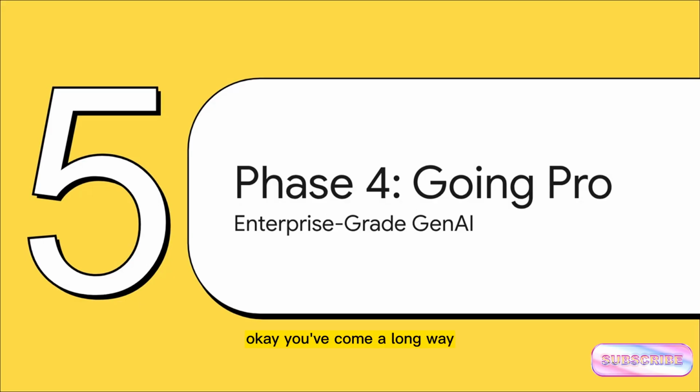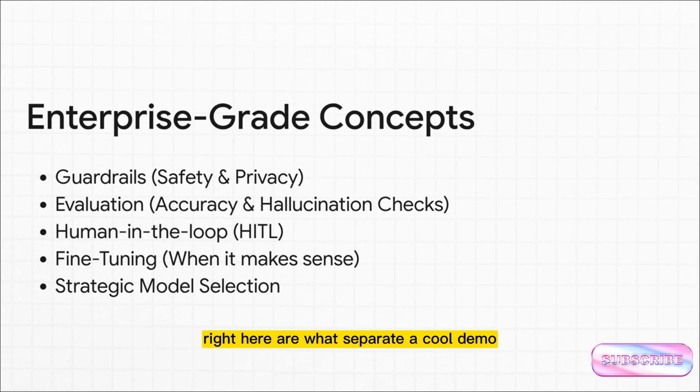Okay, you've come a long way. You've got prompts, you've got RAG, you've got agents. Now it's time for Phase 4, Going Pro. This is all about taking those cool projects and learning how to build them into reliable, professional, enterprise-grade applications. And these concepts right here are what separate a cool demo from a real product.